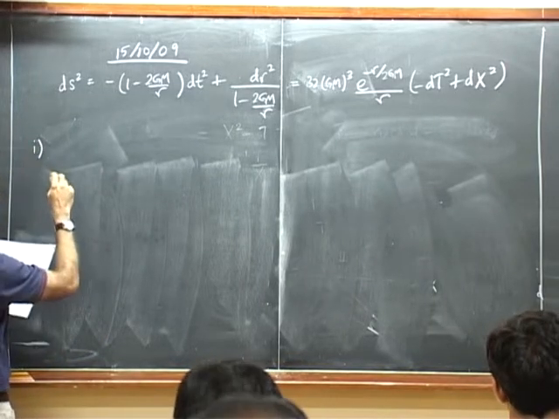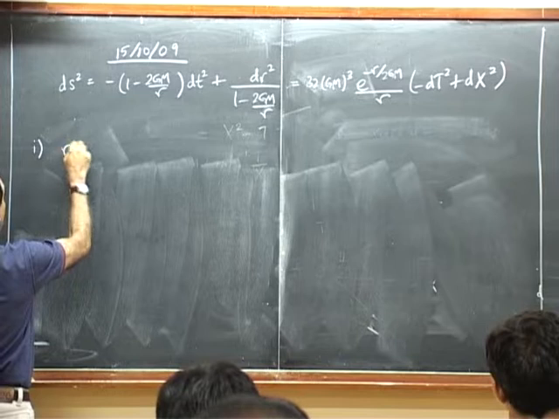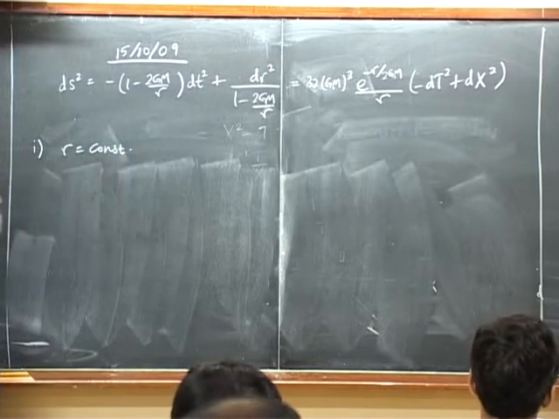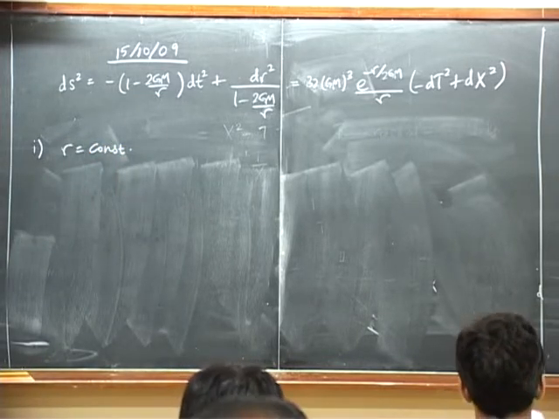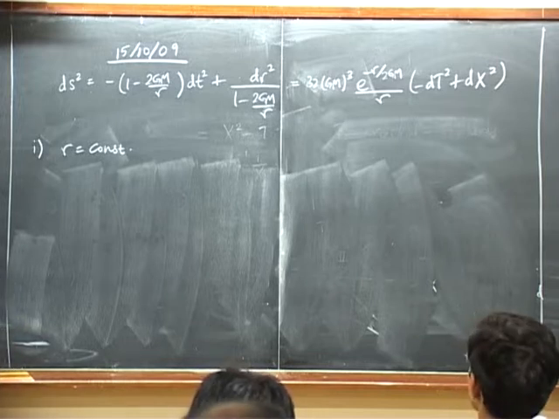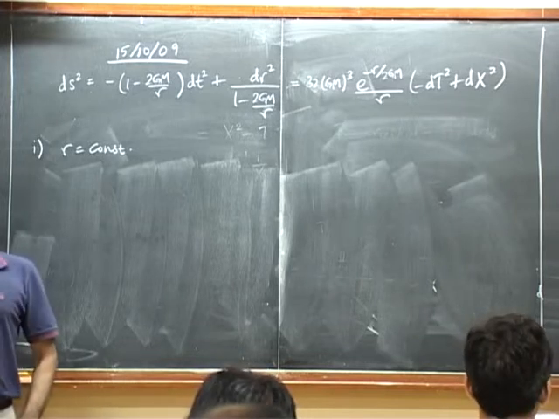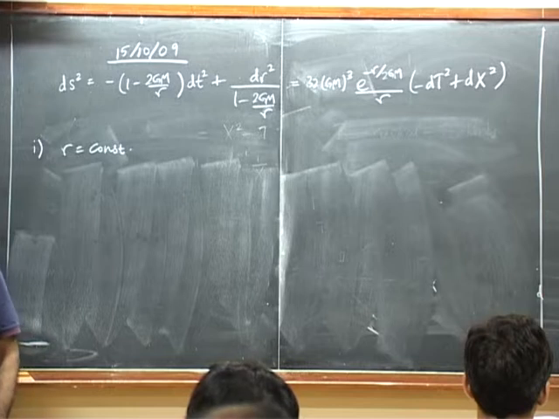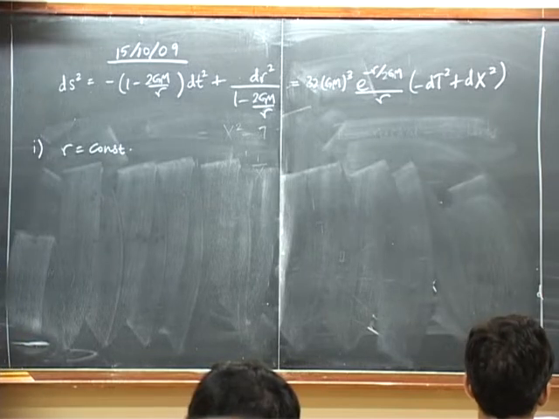So property 1, supposing I look at r equals constant. So now I am in the original coordinates, Schwarzschild coordinates. I look at surfaces of r equals constant. What do I find? Okay, it's quite normal that when r is constant, then what can vary is theta, phi and t.